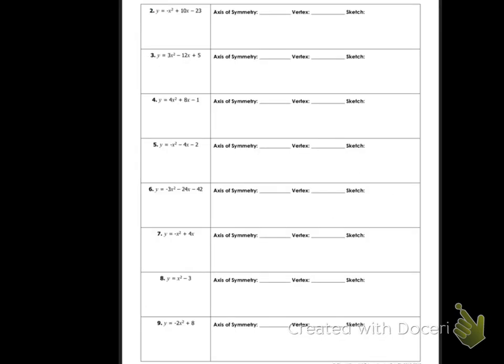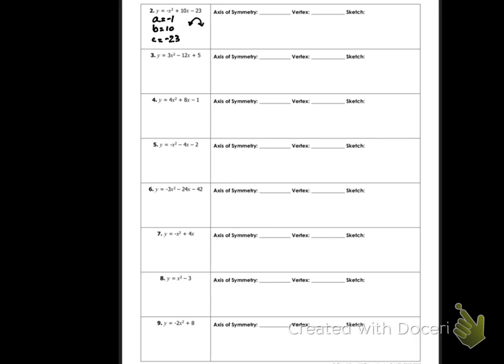Let's look at number 2. Here a is negative 1, so I know right off the bat that my parabola should be going down. b is 10, and c is negative 23. Let's try to go find these things.